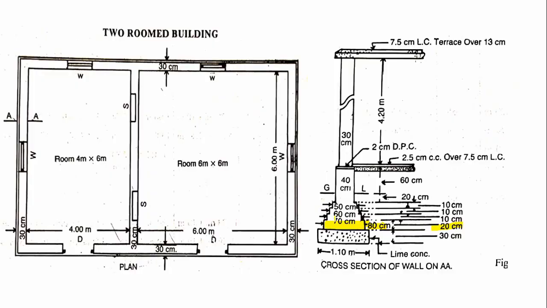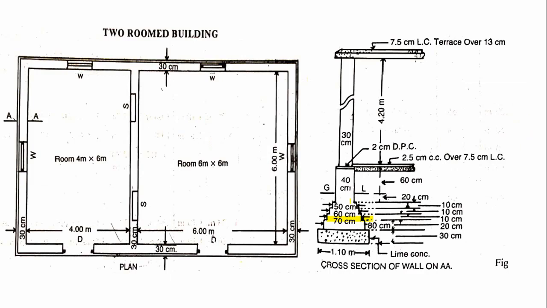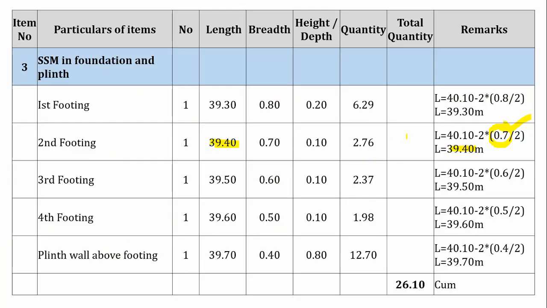Next we will go to the second step now. Second step is 70 centimeters, right? So again same formula to calculate the length. This will remain same, center to center length minus n into b divided by 2. Only variable is b. So that is 0.7 divided by 2. You will get length as 39.4. Breadth is 0.7, depth is 0.1.